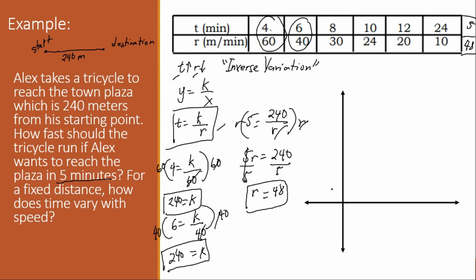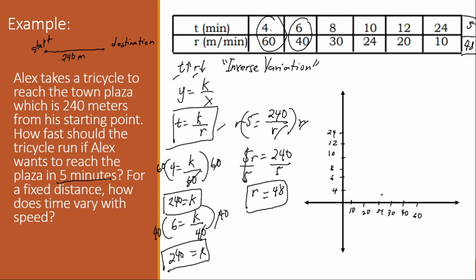So, ano yung sa x natin? Yung x natin will be the r. So, by 10 tayo dito. 10, 20, 24, 30, 40, and 60. Dito naman sa ating y-axis, we have 4, 6, 8, 10, 12, and 24.